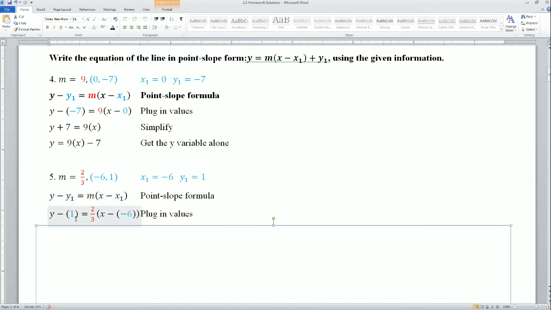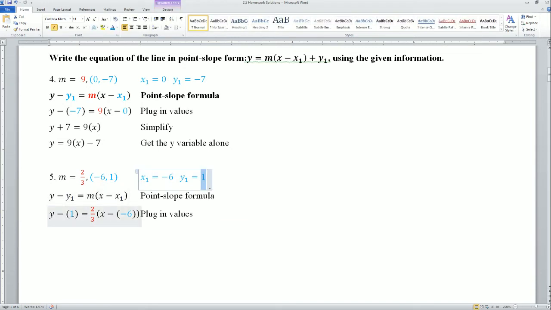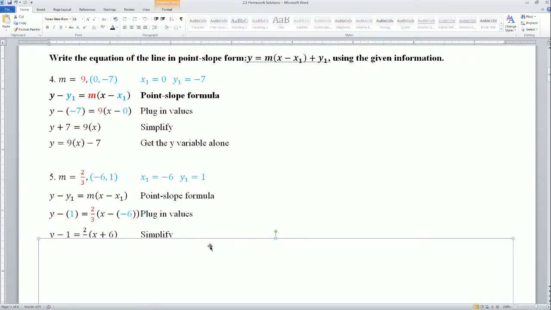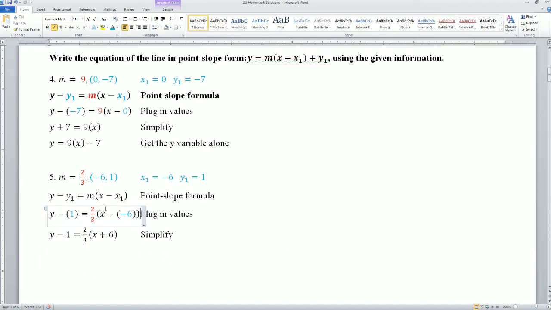Make your substitution. 1 goes in here directly, and for x minus x1, it's -6. Plug that in right where it is. 2/3 is right there. Remember, when I substitute, I like putting in the parentheses, because it helps you out. So y minus 1 is my left-hand side. This minus a negative is actually a positive, because a negative times a negative is a positive, so the whole inside simplifies to just x plus 6.